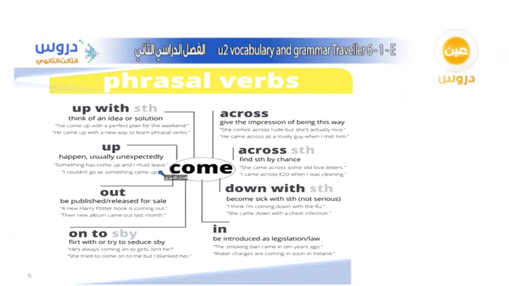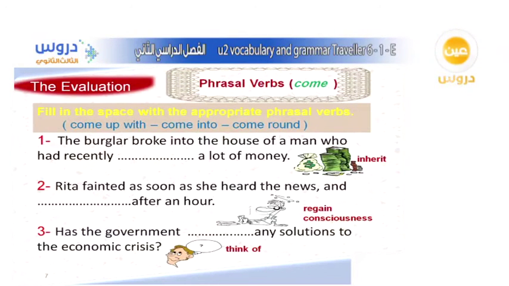Okay. Also, the phrasal verb come up usually happens unexpectedly. So, something has come up, I must leave. I couldn't go as something came up. All right, so this is the phrasal verbs of the word come.